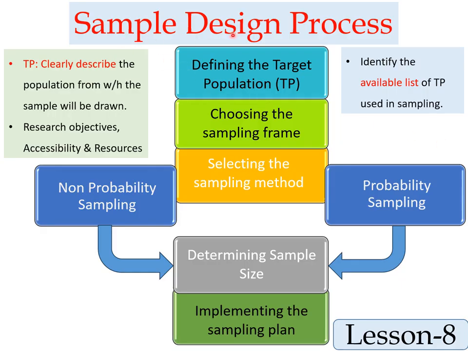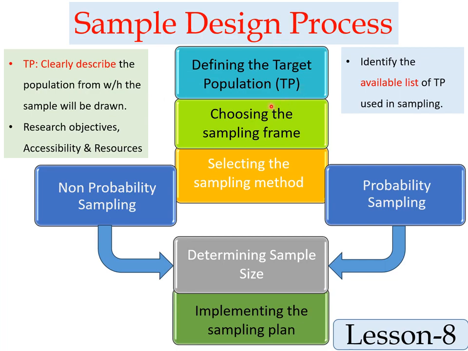Let's move to the sample design process. The first step in the sample design process is defining the target population. Defining the target population means clearly describing the population from which the sample will be drawn. While defining the target population, we have to consider several factors like the research objectives, the accessibility of the data, and the resources that we have.